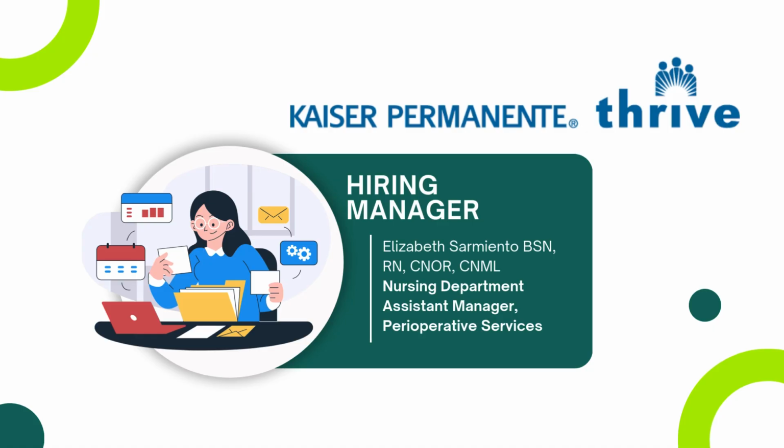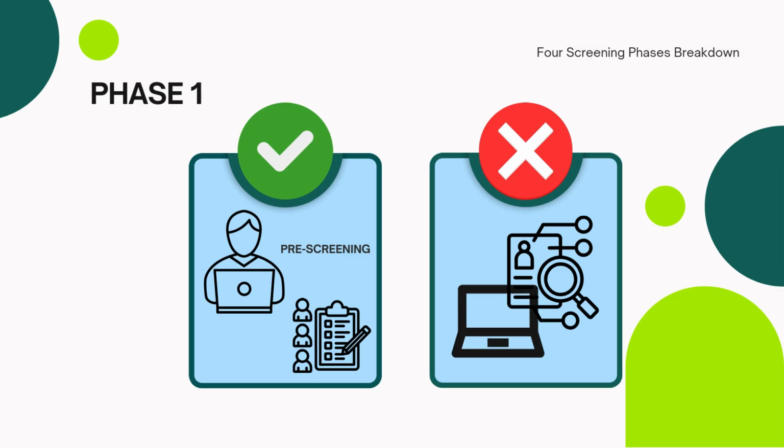So diving into phase 1 of the screening phases, this phase is where they're identifying between unqualified and qualified applicants. So at Kaiser, they have a talent and acquisition department with staff that provide their recruitment services. So it's a staff member or a person that directly handles all of the pre-screening, and they make sure that applicants meet the basic threshold requirements, like having a bachelor's in nursing. They do accept associates, but it's preferred that they have a bachelor's.